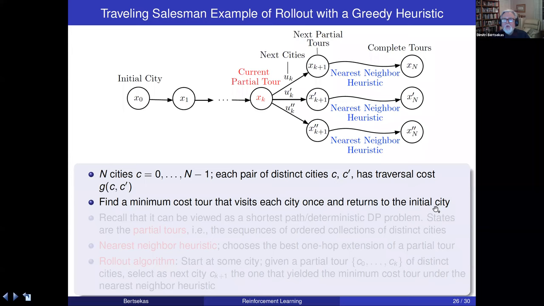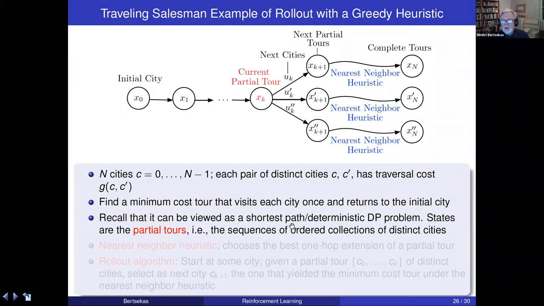So we viewed this problem as a deterministic dynamic programming problem of the shortest path type, where the states are the partial tours. They are sequences of distinct cities, but not complete. A complete tour is obtained at the end. You start from the initial city, and a partial tour is only a sequence of the cities that you visited. And then you have to add the other cities, the remaining cities, in an optimal way to complete the partial tour.